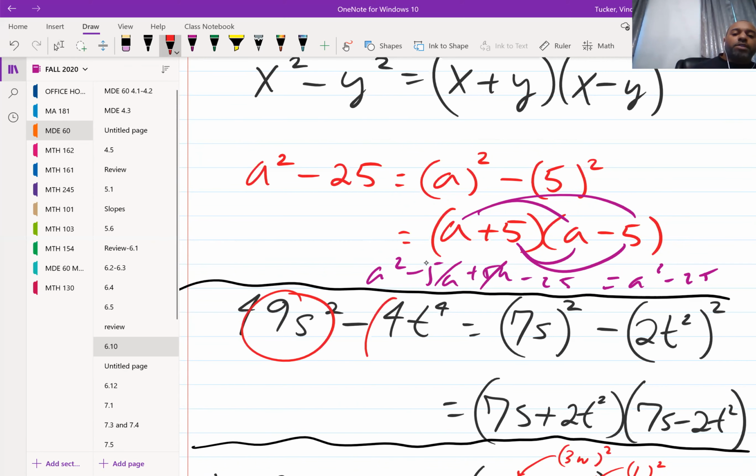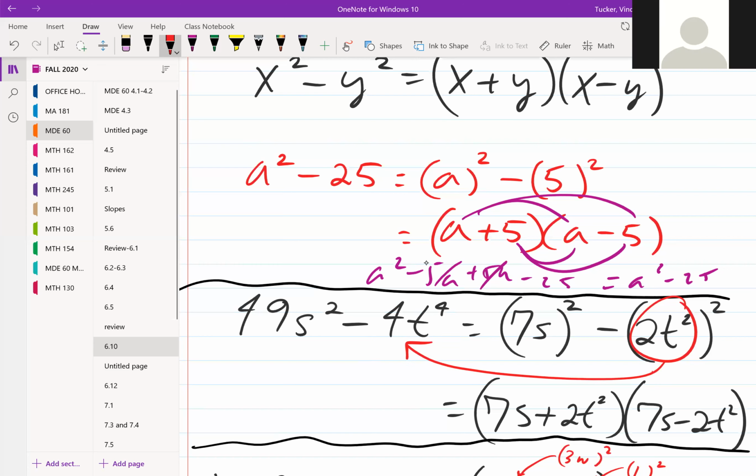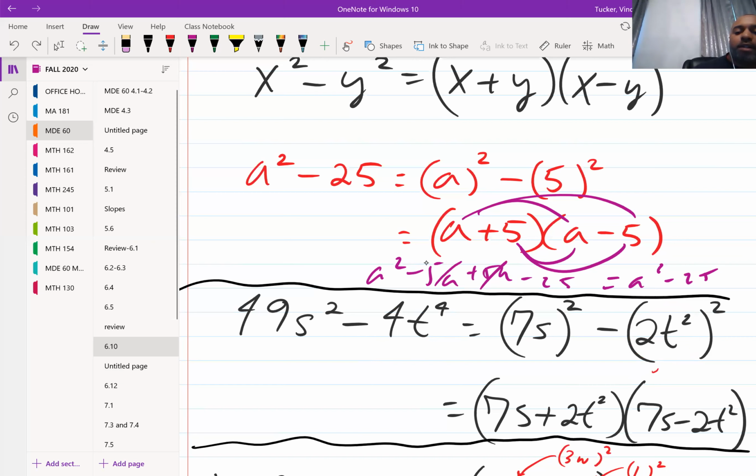Yep, you're looking at these and ask yourself, are they perfect squares? If you take the square root of them, do you get a perfect number, a solid number? 7 times 7 is 49. And of course, s squared is just s times s. So that's what we have here, 7s. 4t to the fourth, 2 and t squared. If you multiply those two together, you'll get 4t. Basically it's saying if you have the subtraction of those two perfect squares, you will break it up this way: 7s plus 2t squared, 7s minus 2t squared.